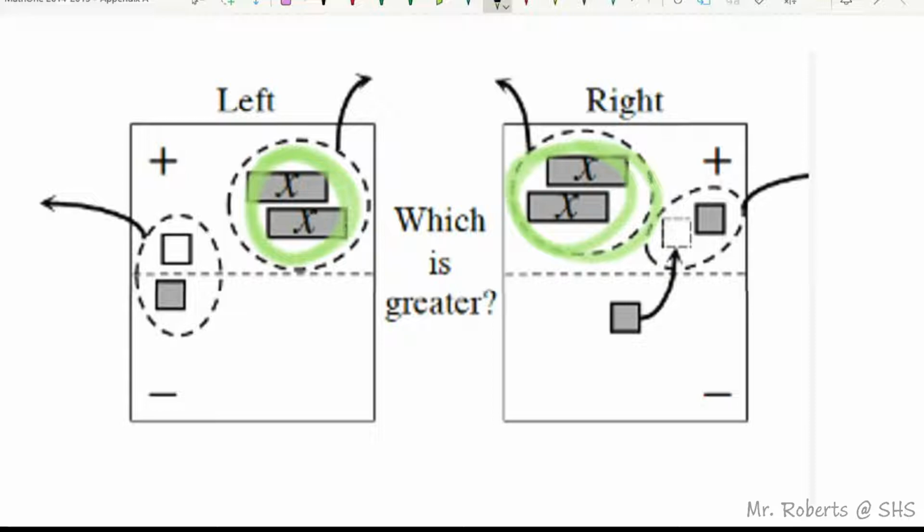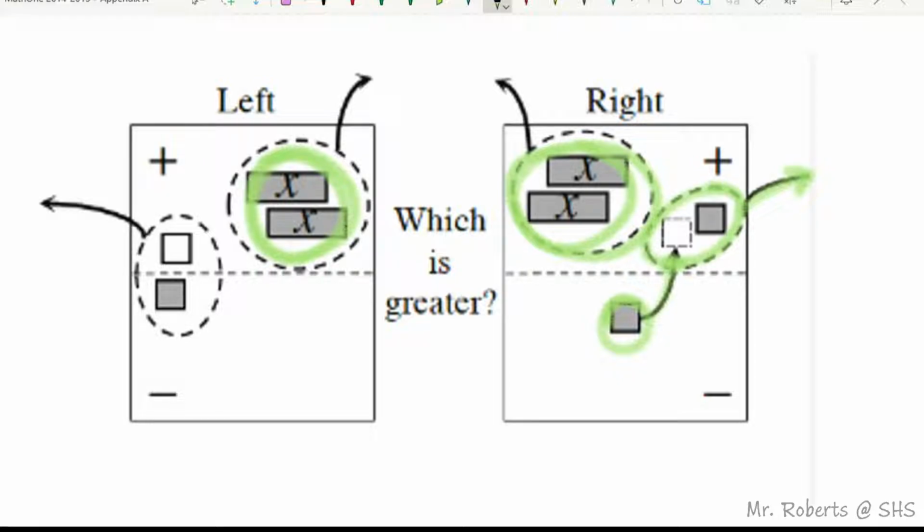Let's see, I think this is legal too, because if I was to take this tile and move it up, it would have to switch from a positive to a negative. And then because this is now a negative, that negative plus positive can go away. That's a 0. So that's legal.